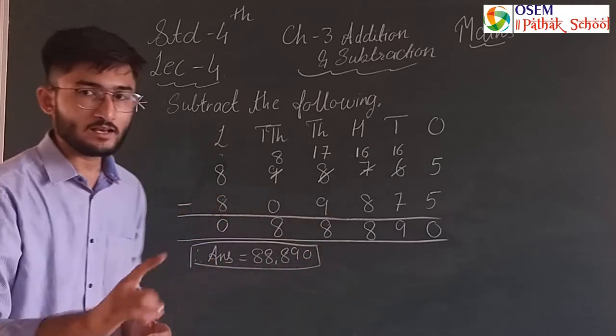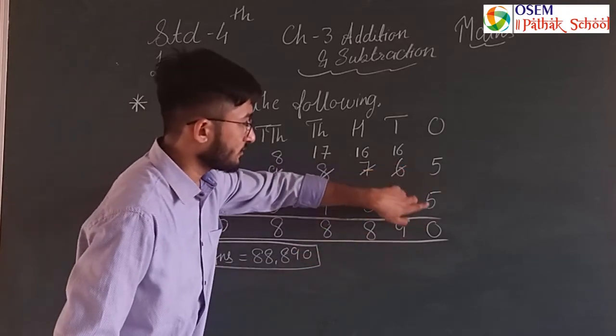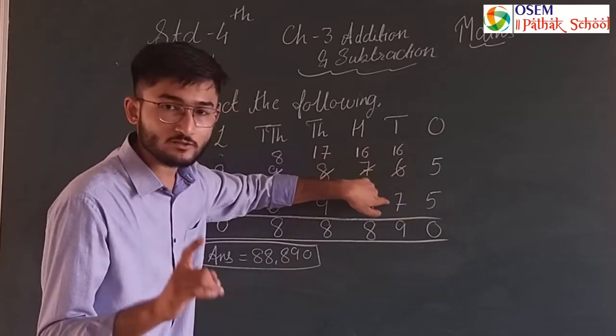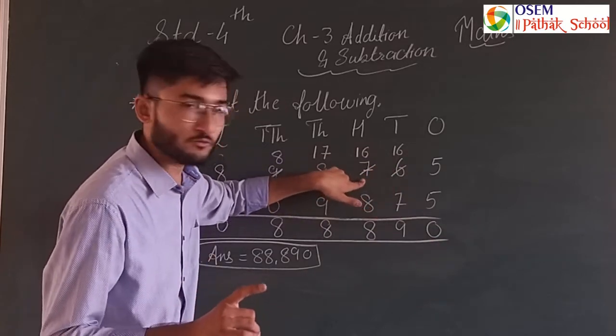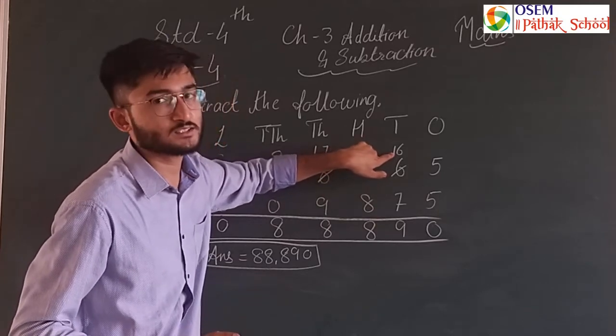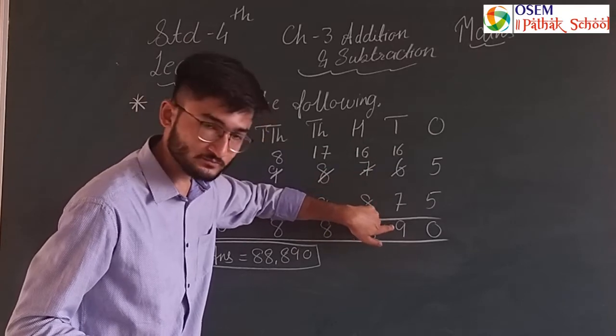Once again, let us go through the question. 5 minus 5 is 0. 6 minus 7 is not possible, so we will borrow from 7. This 7 will become 6 and 6 will become 16. Here 16 minus 7 will give us 9.